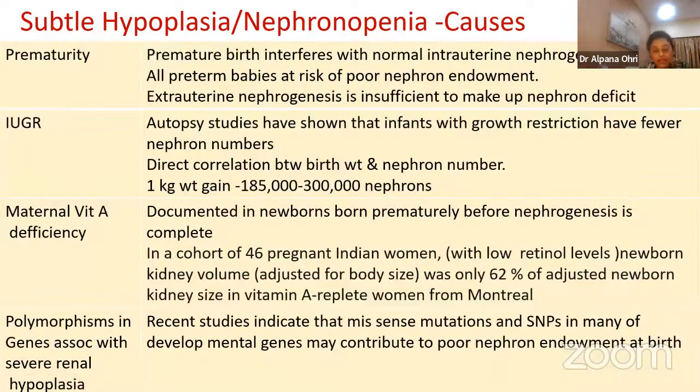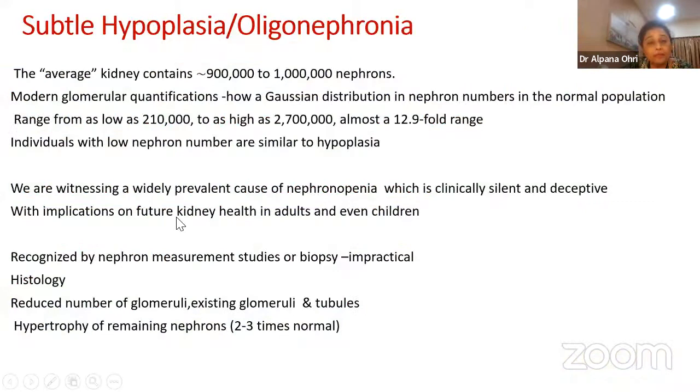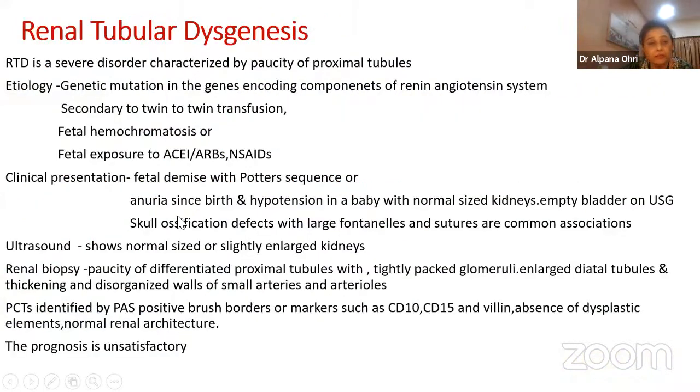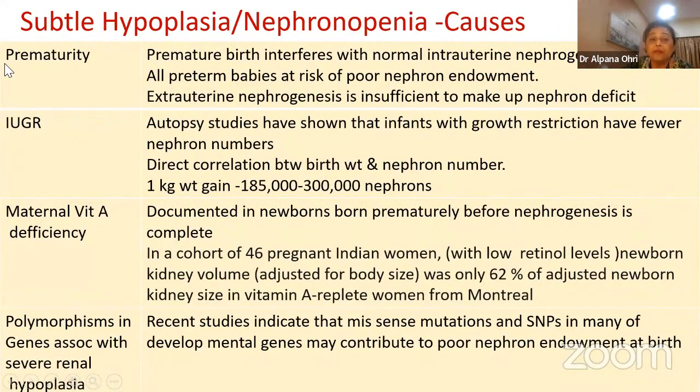First, after this quantification, we tried to find out what factors may be responsible for these individuals having fewer nephrons. Amongst the factors which have been definitely proven are premature birth, IUGR, maternal vitamin A deficiency, and polymorphisms in genes which are associated with severe renal hypoplasia.